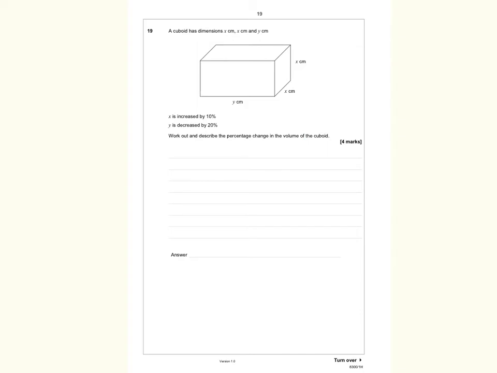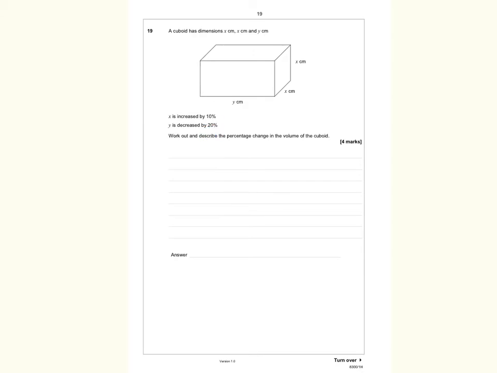Now, to find the volume of this cuboid, we would just multiply y by x by x. So x squared y. If I increase x by 10%, I'm multiplying it by 1.1, and I'm multiplying this by 1.1. So we carry on the multiplication. We said y times x times 1.1 times 1.1. And then y is decreased by 20%, times by 0.8, because that's the multiplier for decreasing by 20%. Now, that might be difficult for us to work out.